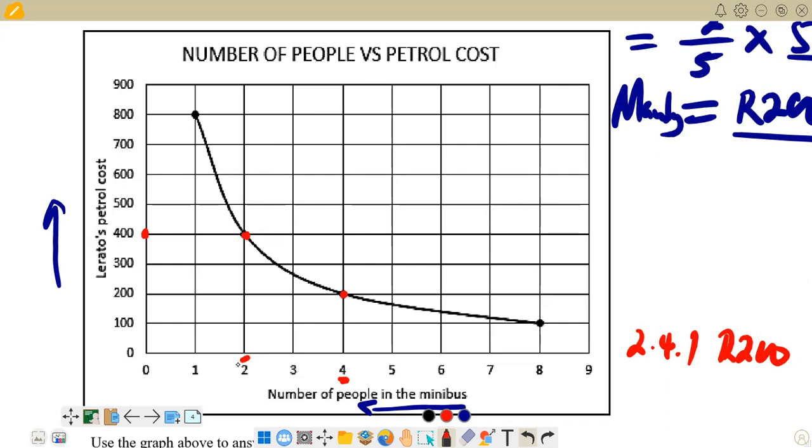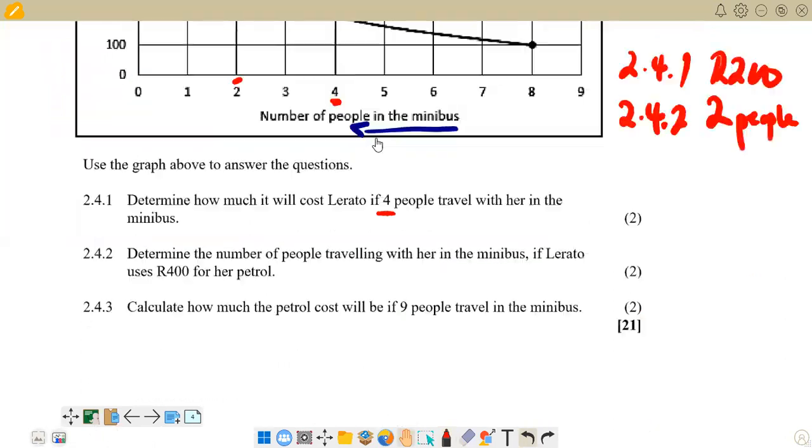That's the next question, which is 2.4.2 here. 2.4.2, we have got 2 people. That's what we have there. Then obviously we've got the last question. Let's go and check what question we have.